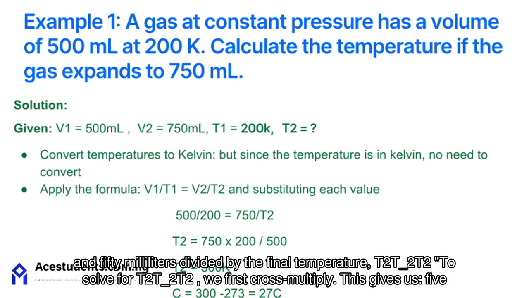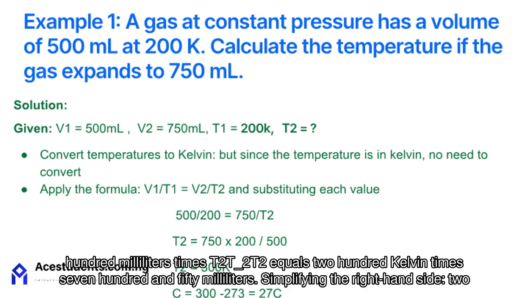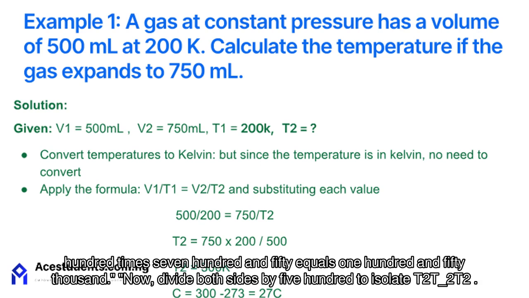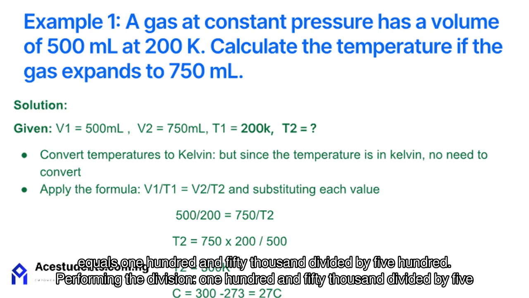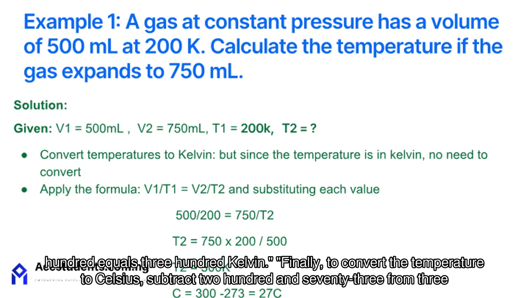T2. To solve for T2, we first cross-multiply. This gives us 500 milliliters times T2 equals 200 Kelvin times 750 milliliters. Simplifying the right-hand side, 200 times 750 equals 150,000. Now, divide both sides by 500 to isolate T2. We have T2 equals 150,000 divided by 500. Performing the division, 150,000 divided by 500 equals 300 Kelvin.